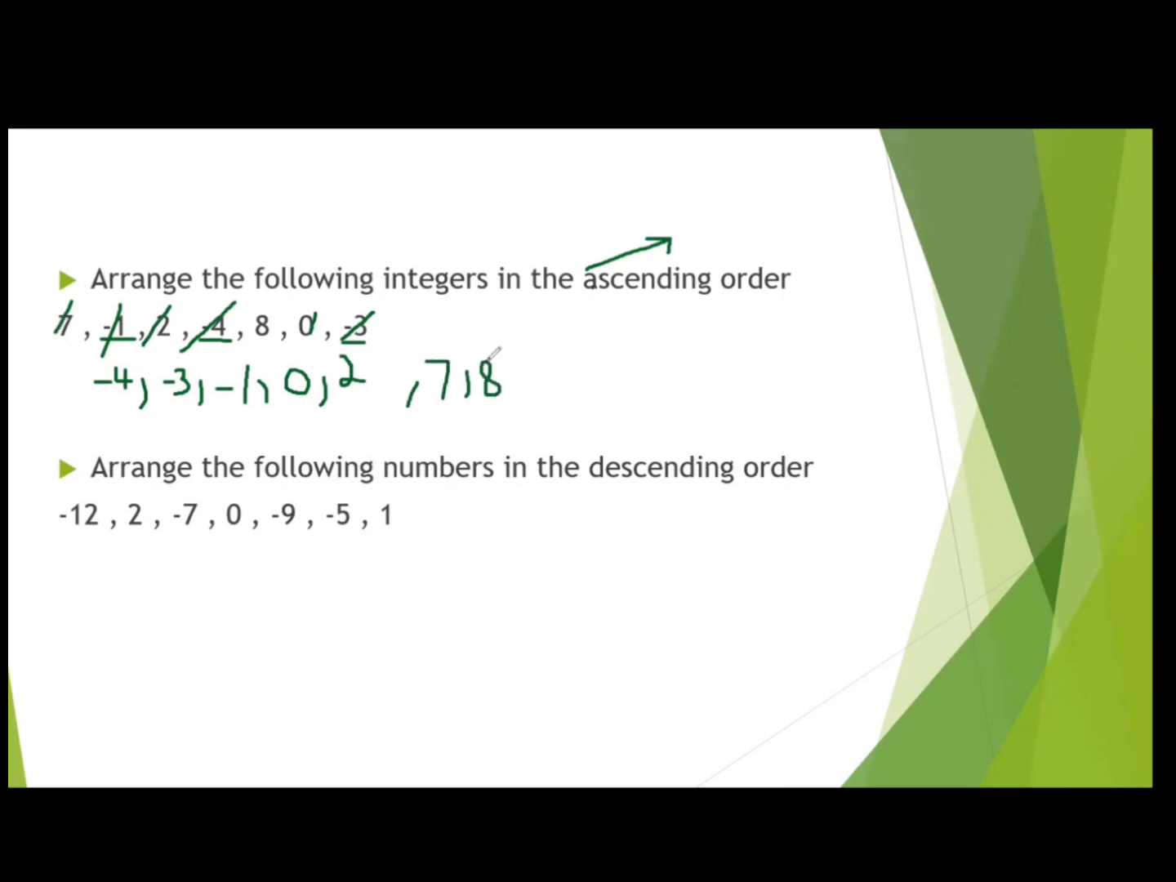Number 2, arrange the following numbers in the descending order. So start from big to small. When we start from the biggest number, we have to start with positive numbers. 0 is neither positive nor negative. So start with 2, this is the biggest number, crossed out. Then 1, then 0. Don't forget to cross the numbers you write. After 0, which number in the negative numbers comes first after 0? It's -5, then -7, -9, then -12.